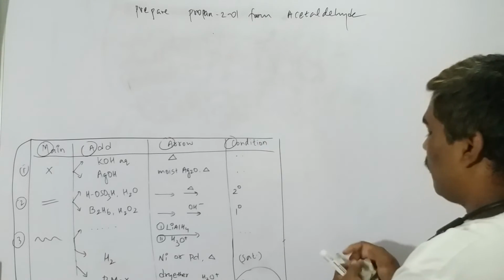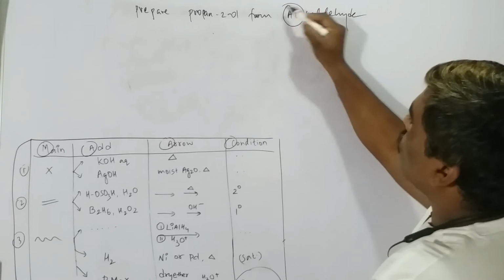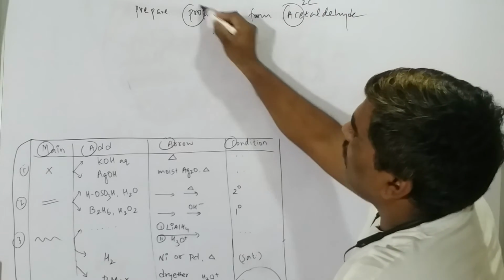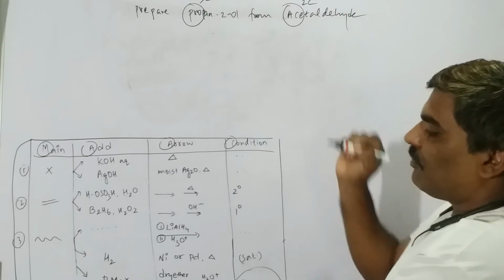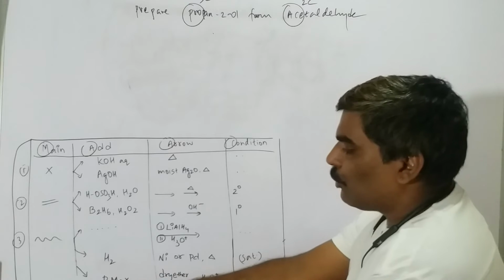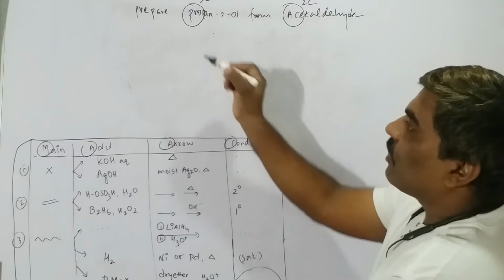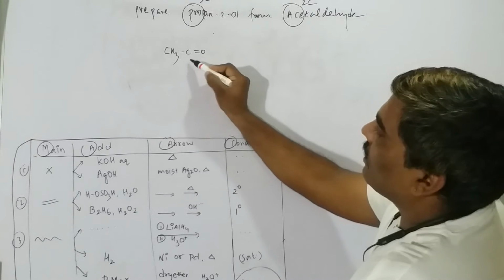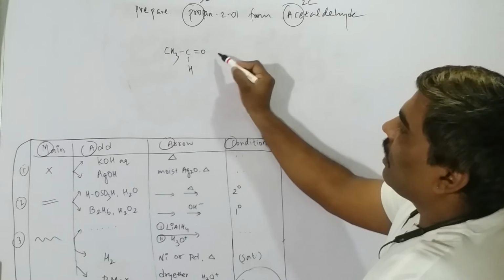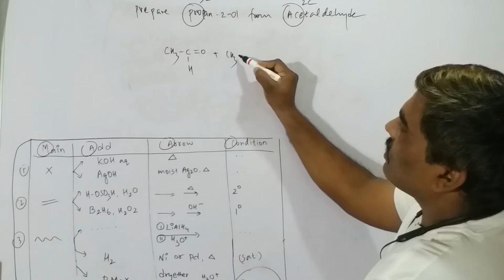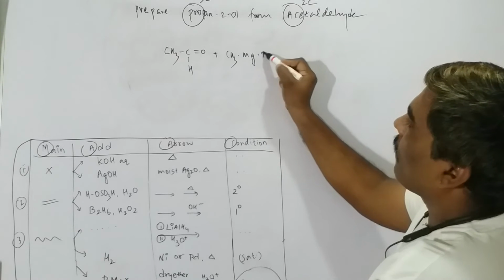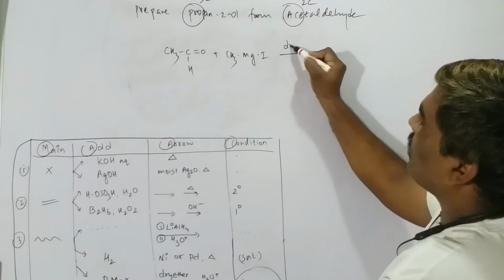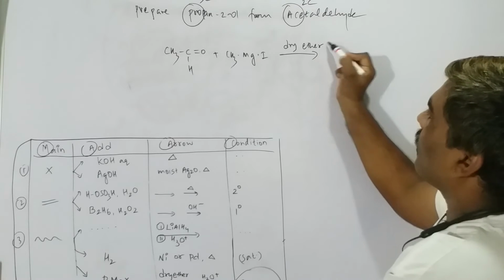As you know, AC means 2 carbons are there. Here we have 3 carbons. There is a difference in carbon, which means we are going to use Grignard. So for Grignard, try to write it like this: acetaldehyde, and your Grignard is CH3MgI. And here you'll write dry ether.